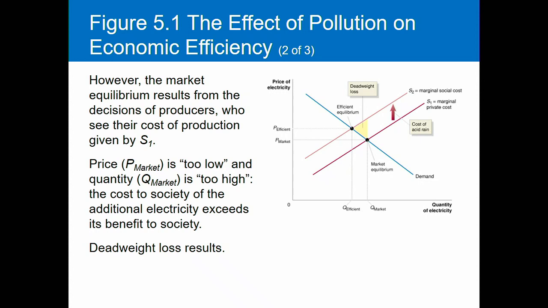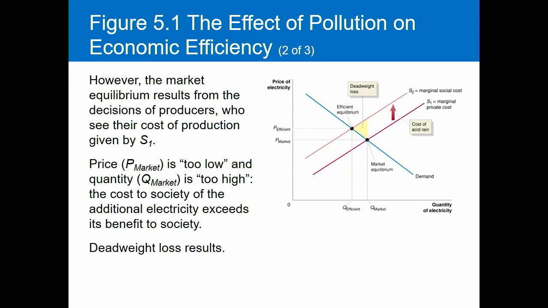Now, the market equilibrium results from the decisions of producers themselves, not from everyone in society. So they're only going to take into account their private costs. They're going to produce right here, where their marginal private cost, that supply curve, crosses the demand curve. So your market equilibrium is right here. We end up with a lower price and a greater quantity produced on the market. It's as if the price is too low, given what the efficient outcome is, and the quantity produced is too high.